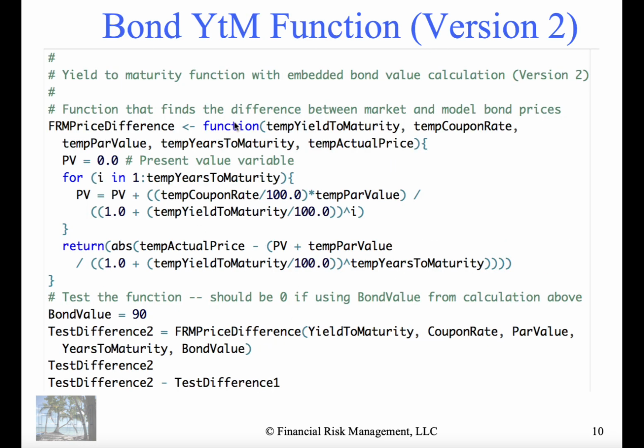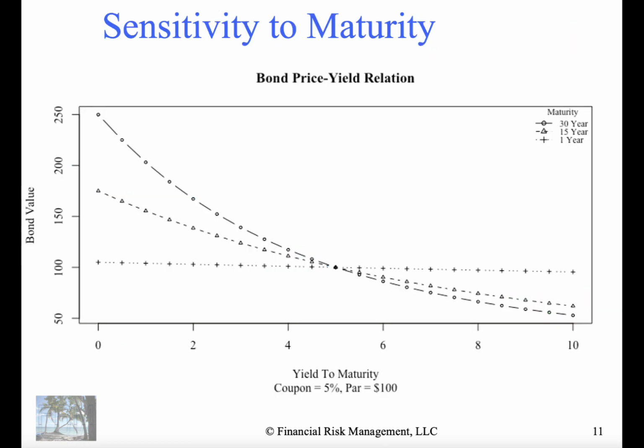An alternative way to do this same exercise is to, rather than call a function within a function, just build the calculations within this single function for the bond value. And you could calculate the price difference that way. And the two methods should give you exactly the same results, whether you use a function within a function or you just use a single function to get the results.